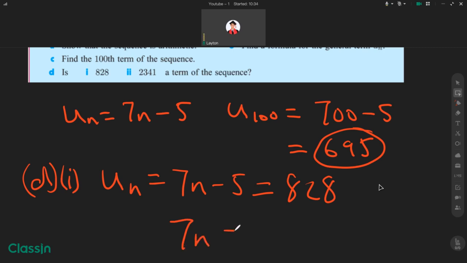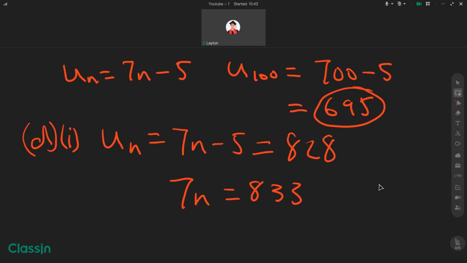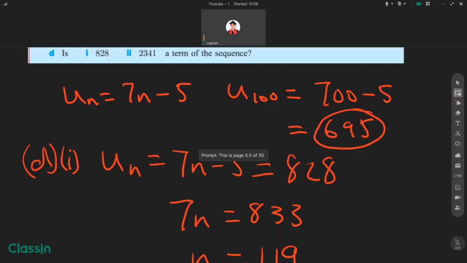So 7n is equal to 833. And you can just plug that into the calculator or do it in your head. But you'll find that this is indeed a term in the sequence because n should be 119. So yes, this one is.